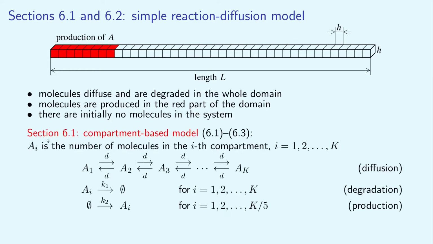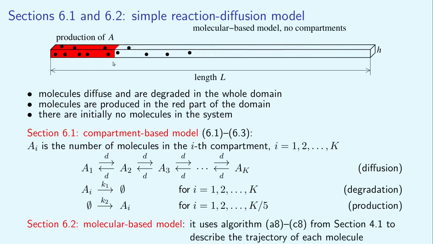In section 6.1, we presented the compartment-based model 6.1 to 6.3. To formulate it, we divided our computational domain into K compartments, little cubes with their edges of length h. We denoted by Ai the number of molecules in the ith compartment. The compartment-based model was then written as a system of chemical reactions, including the chain of chemical reactions which we used for modeling diffusion in chapter 4. Degradation reaction corresponded to K degradation reactions, and the production was localized to red compartments.